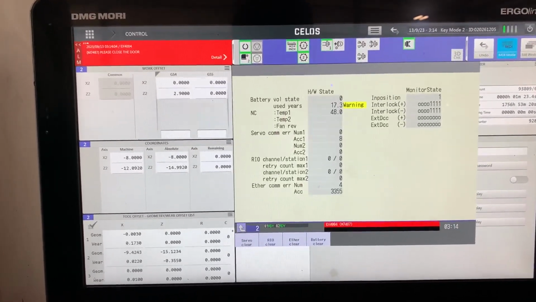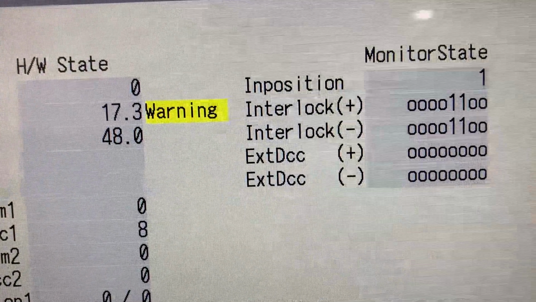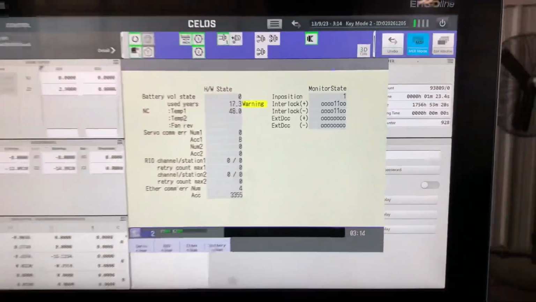So let me close it, and you see we have these interlock signals went off.